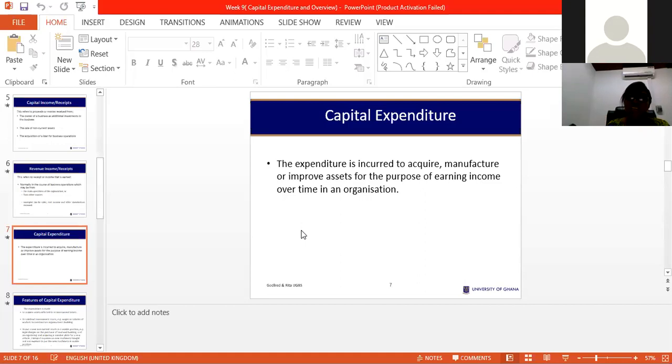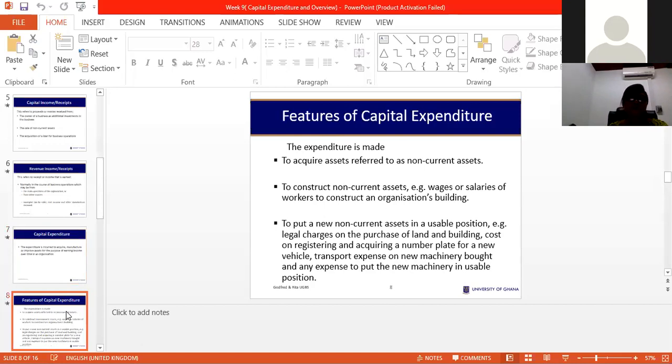So once you improve, it could also be when you manufacture. So when you are putting up a new building, the cost of putting up that new building will be considered as a capital expenditure. So here we have the breakdown. If you acquire a non-current asset, it's a capital expenditure. Sometimes in constructing the building, the wages and salaries of the workers form a key component of it. And so that will be included as the cost of the building and would become a capital expenditure as well, because it would have been added to the cost of the building.